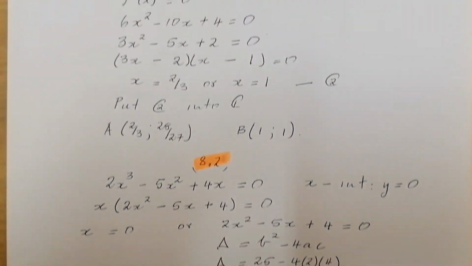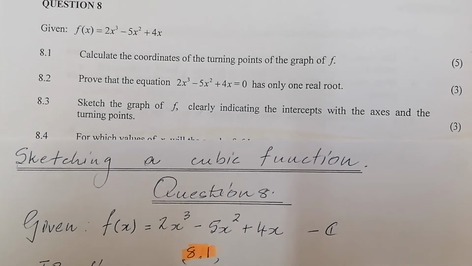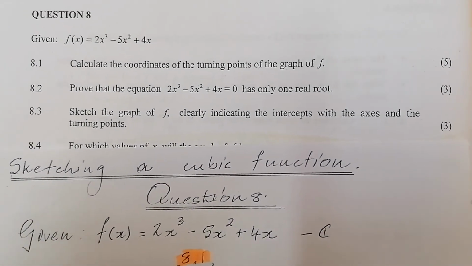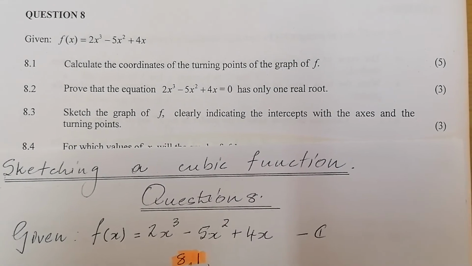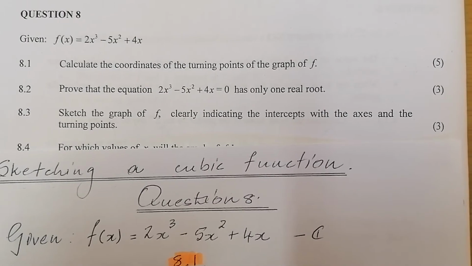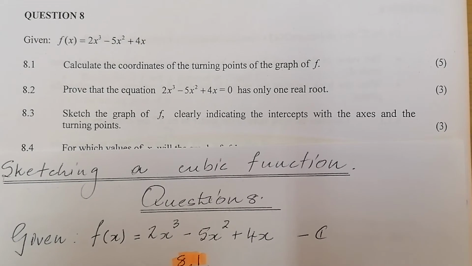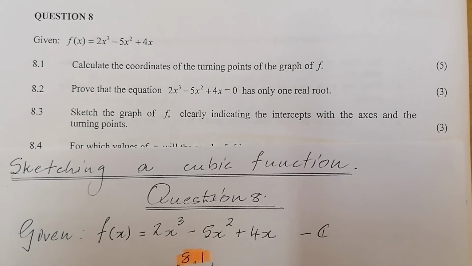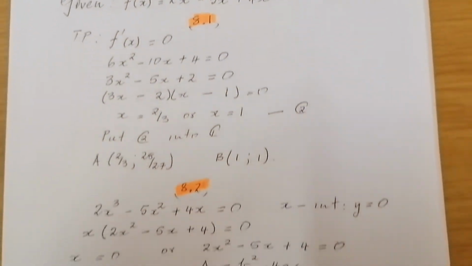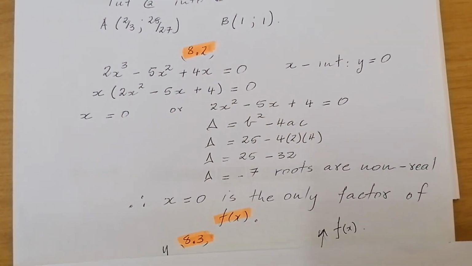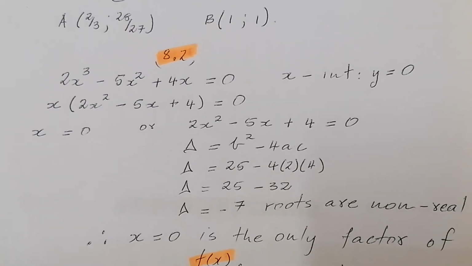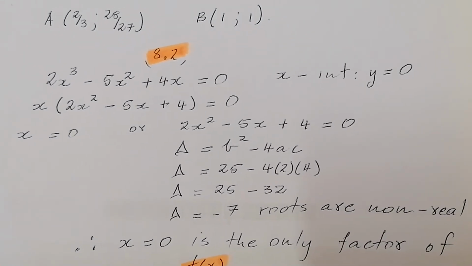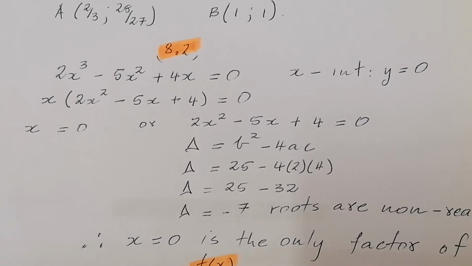Now let's go to the next question. It says, sketch the graph of f. Clearly indicate the intercepts with the axis and the turning points. Before we go to the graph, remember that your graph must have x and y intercepts. It must have the turning points.